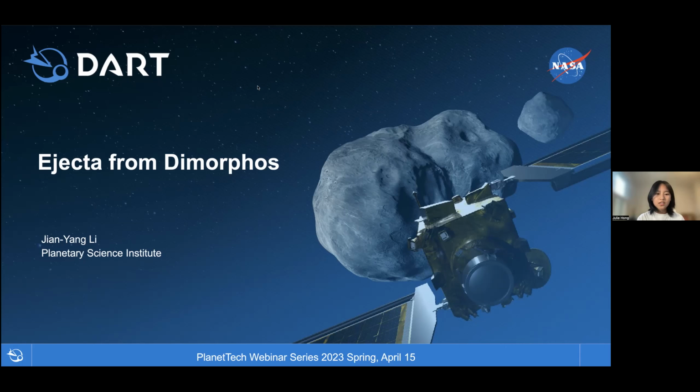Our speaker today is Dr. Jian-Yang Li, a senior scientist at the Planetary Science Institute. Dr. Li will give us a presentation on his team's observations of NASA's Double Asteroid Redirection Test mission's ejecta from Dimorphos. Dr. Li is a DART investigation team member and the lead of the Hubble Space Telescope observations of the impact ejecta.